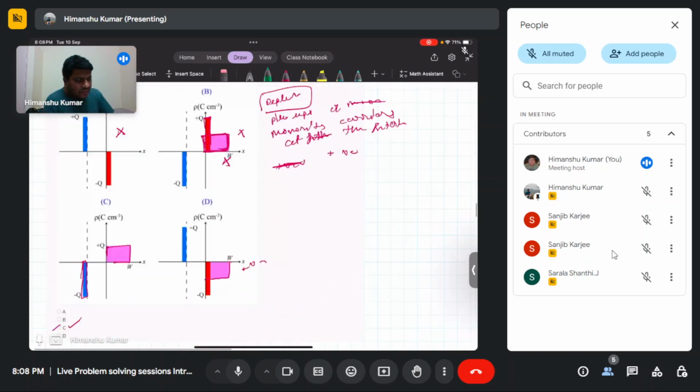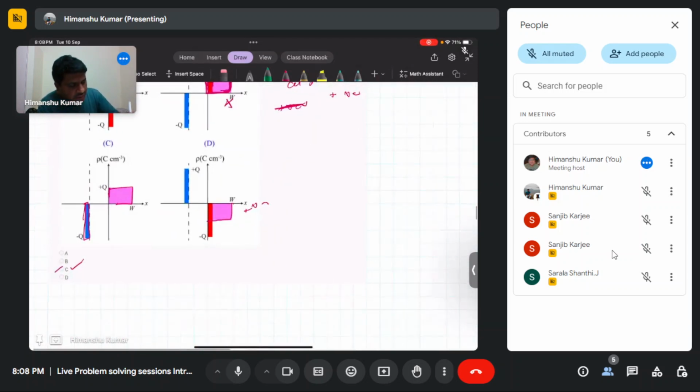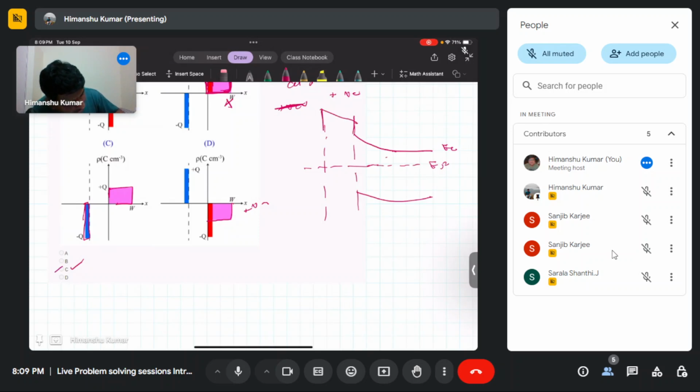Let me draw the band diagram here. Now the band diagram looks like this. This is EF, and if you draw this, the oxide, and this is the semiconductor in the bulk, EC, and at the interface it's becoming like this.